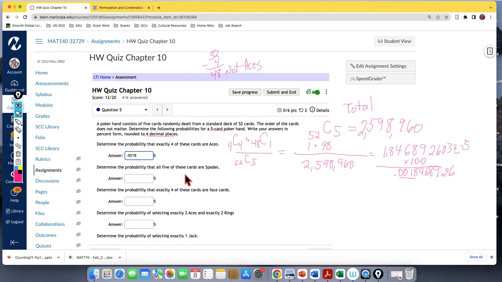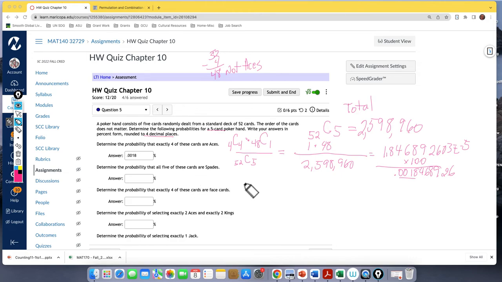Determine the probability that all 5 of these cards are spades. Okay, so what I'm going to do now, instead of actually going through the calculations, I'll set up the calculations. Okay, so all are spades. All 5 of these cards are spades. So how many spades are in a deck of cards? 13. 13 in any of the suits.